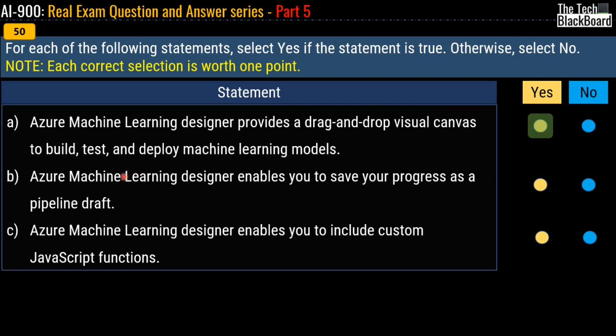Moving on with the second statement, it says Azure Machine Learning Designer enables you to save your progress as a pipeline draft. The correct answer for this statement is yes. Very surely with Azure Machine Learning Designer, you can connect the modules to create a pipeline draft. And that's why this is a yes statement. Moving on with statement C, we have Azure Machine Learning Designer enables you to include custom JavaScript function. And the correct answer for this statement is no.